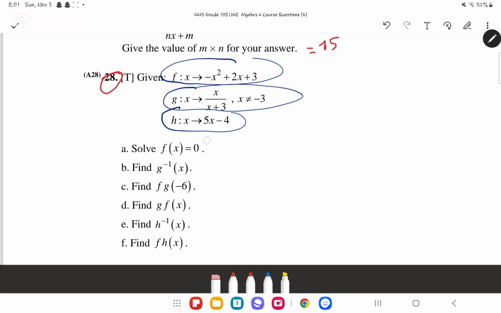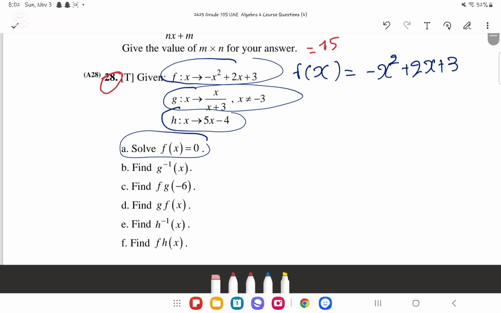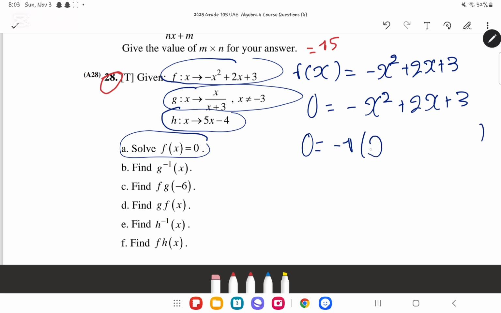So let's start by answering the first part. Part A. They told us solve f(x) is equal to 0. That means you're going to substitute f(x) by 0. The function is f(x) is equal to -x² + 2x + 3. So substituting f(x) by 0, you get 0 is equal to -x² + 2x + 3. Now we are going to solve it. But first we need to factor the minus, because we cannot have a minus next to the x squared. So we're going to factor it out. So now 0 is equal to -1 (x² - 2x - 3).